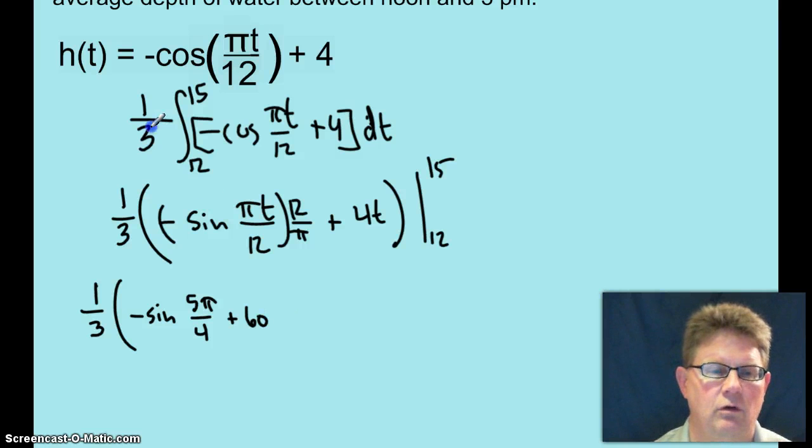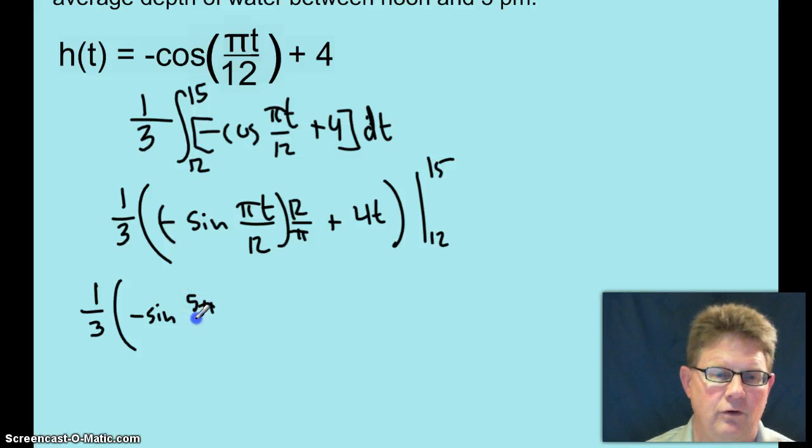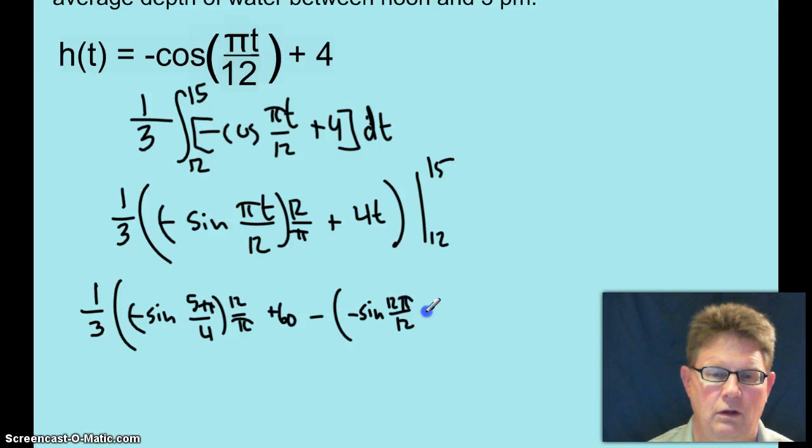Oh, no, I forgot about the 12 over pi. Okay, so negative 5 pi over 4, that multiplied by 12 over pi plus 60 minus, okay, let's see here, negative sine of 12 pi over 12, multiply that by 12 over pi plus 48.